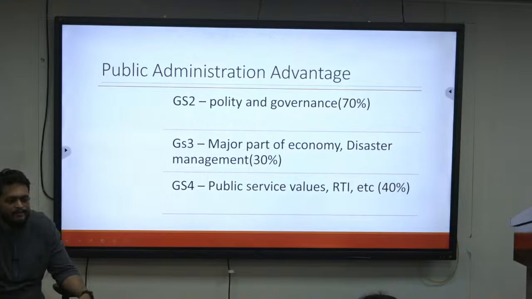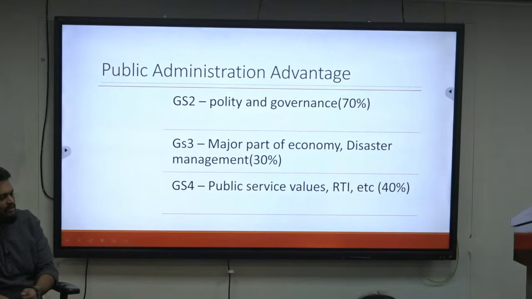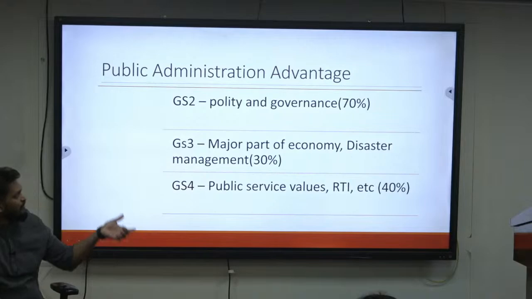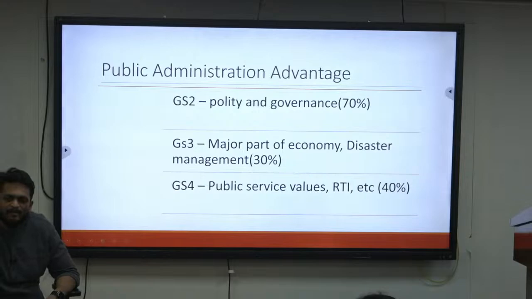Overall, if you add this up, 70, 30 and 40, you can see that instead of studying four GS papers, it will almost be similar to studying only 2.5 GS papers, because 70, 30 and 40 means you have added 140. That is one entire GS paper and 40% of another GS paper covered in public administration. In fact, since they introduced this paper long ago, probably 30 years ago, most people take this subject because of this one single reason: the overall effort required to clear the exam is reduced to a great extent because there is a lot of overlap.